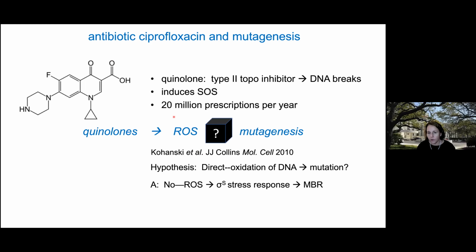We wondered, how did this work? So you can say, okay, you need reactive oxygen somehow to do mutagenesis, but how is it doing it? And I think, sort of the assumption was that reactive oxygen would oxidize DNA, and then you would get mutations from that. I'll show you that John showed this turned out not to be true. What's going on is reactive oxygen turns on the sigma S response and allows mutagenic break repair.